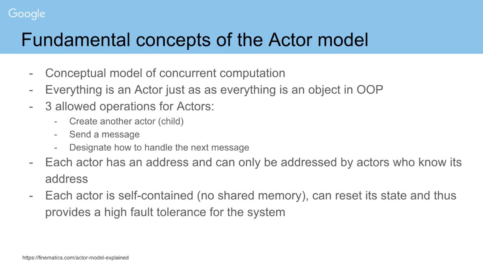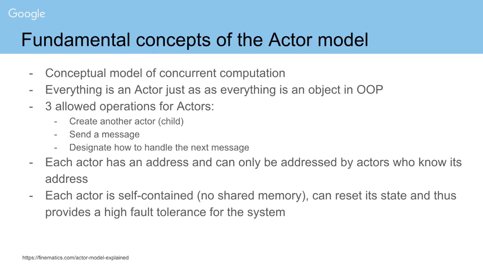So the actor model in itself is a conceptual model of concurrent computation. It specifically aims for concurrency. And in this model, everything is an actor, just as in object-oriented programming, everything is an object. We have three operations that are allowed for actors that were defined back then. This model was created around 1972 or 1973.